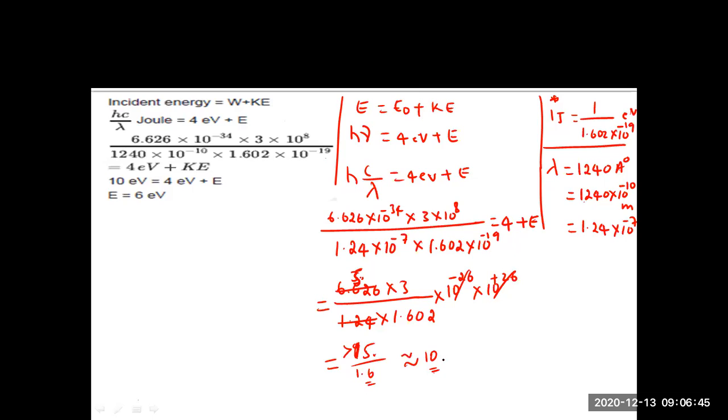Is that okay? Now the left hand side, 10, is equal to 4 plus kinetic energy. Therefore, what is the kinetic energy? E is equal to 10 minus 4, which is 6 eV.